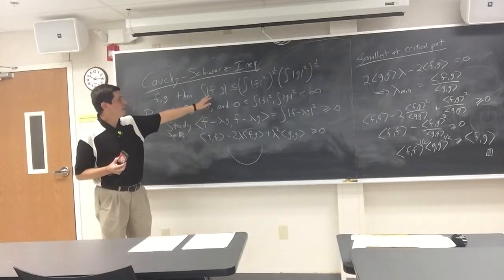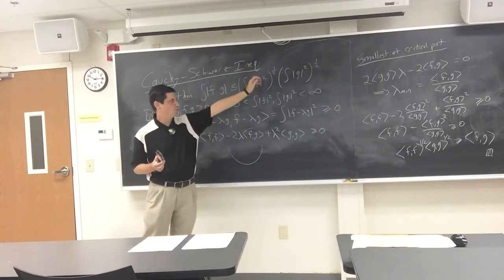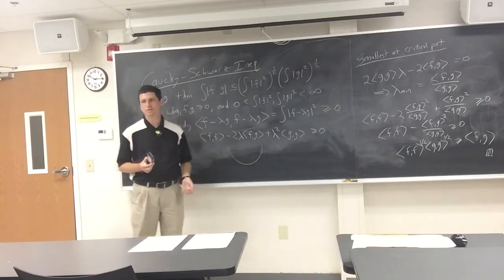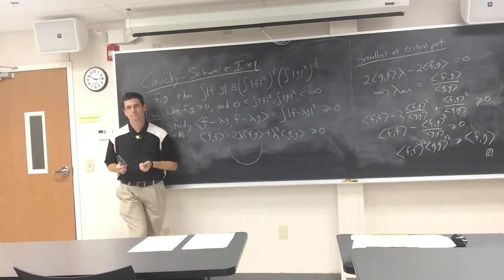Yeah, if f and g are the same, it should be an equality, because then you have f squared to the 1/2, f squared to the 1/2. Okay, that's just f squared. What if g is equal to 5 times f? Then it would also be an equality.